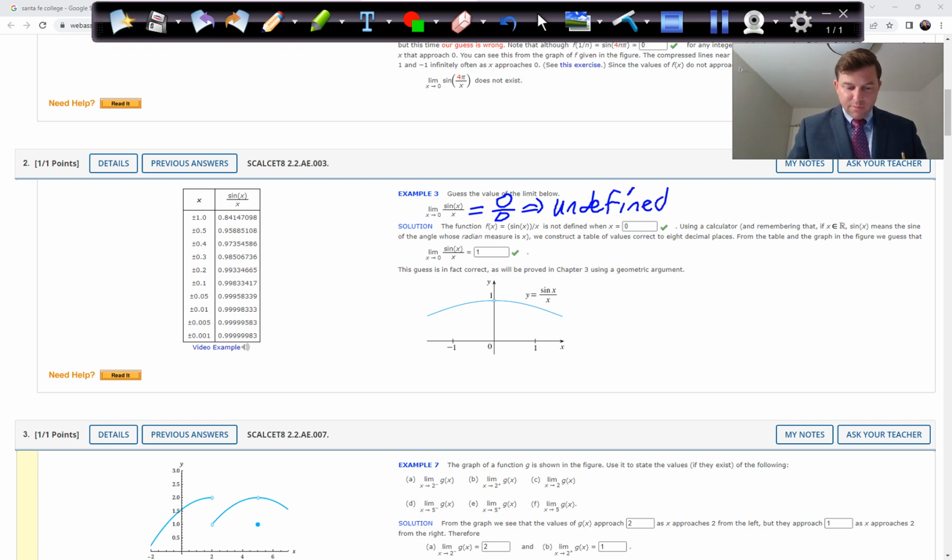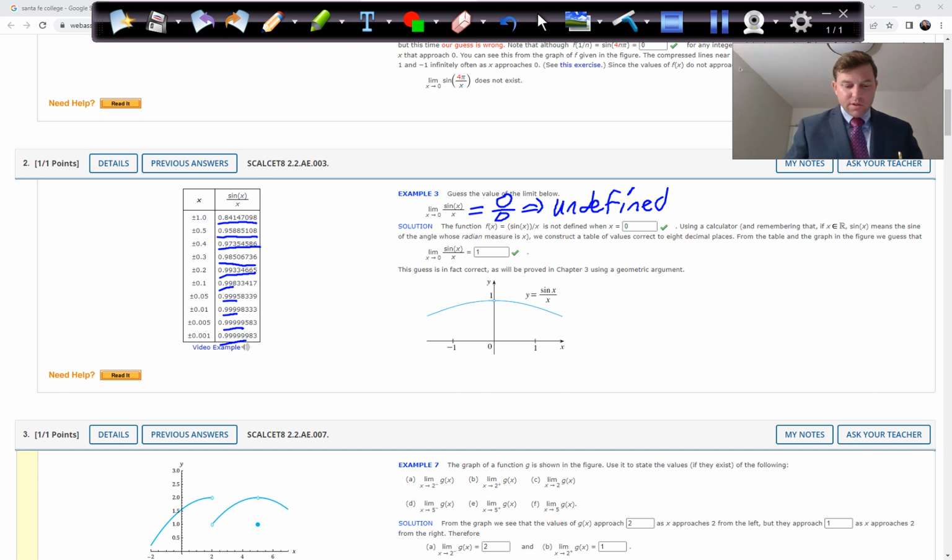So they built a table where they picked plus or minus numbers, and they started with 1 and the answer was 0.8. Then they went with a half and they got 0.95. Then they went with 0.4 and they got 0.97. They went with 0.3, plus or minus, doesn't matter, they get 0.98. 0.2 is 0.99, then 0.99, 0.9999, point a bunch of nines.